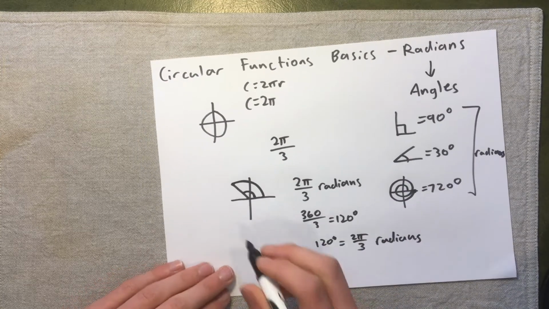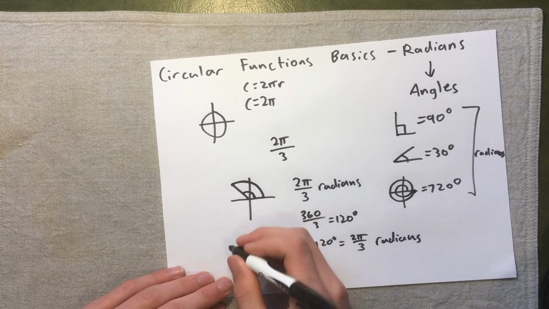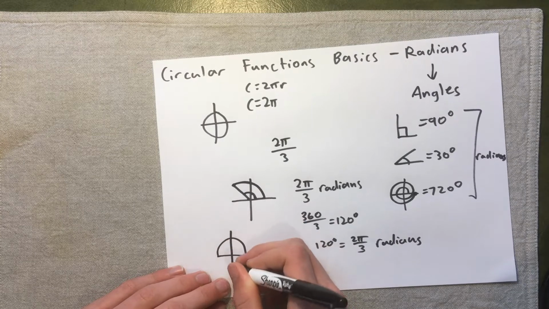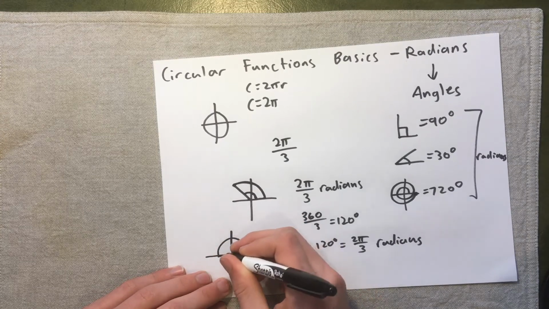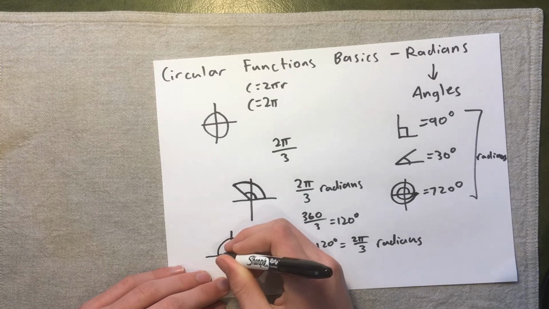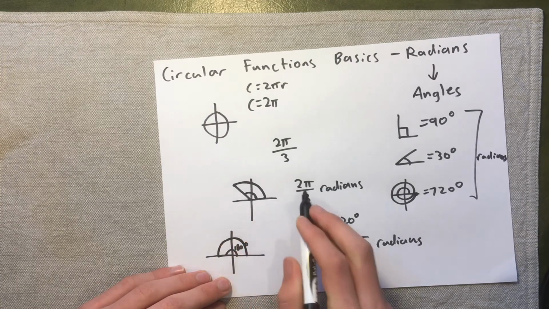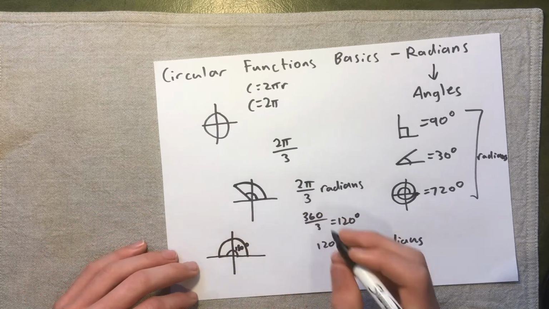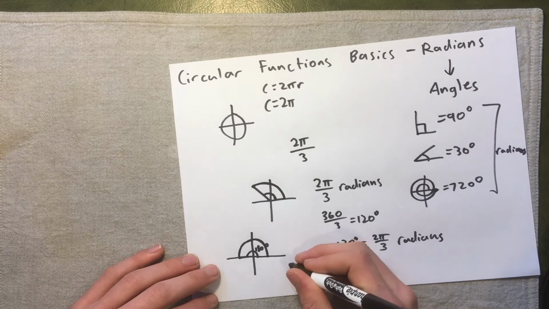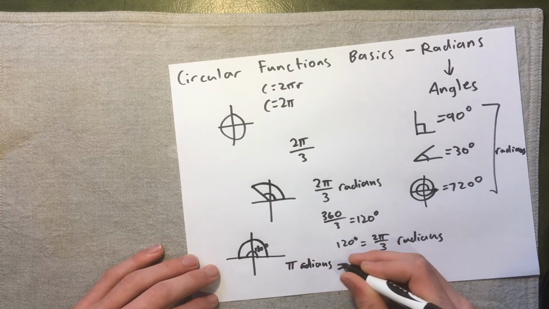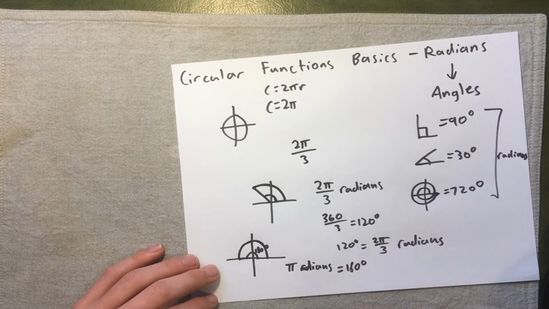Let's take another example. Let's say we want to do half of the circle, like this. We know that half a circle is 180 degrees. And we know that half of the circumference of a circle is going to be 2 pi divided by 2, which is just pi. It's going to be pi units. So we can say pi radians is going to be equal to 180 degrees.